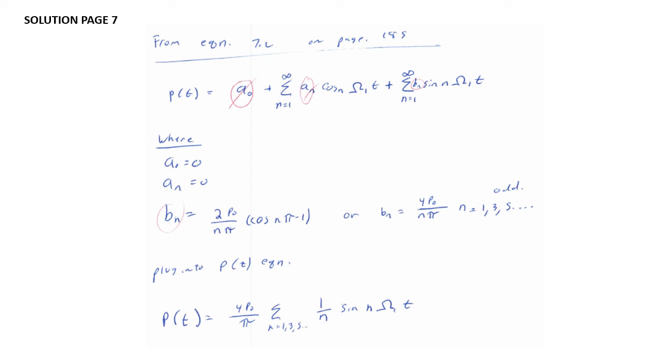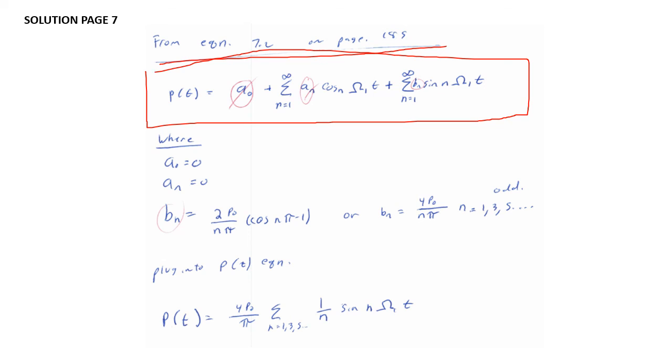So from equation 7.2 on page 185 of our text, we have this relationship here that p of t is equal to, now we can plug in all these coefficients, our a naught plus the summation from n equals 1 to infinity of a n times the cosine n omega 1 t plus the summation from n equals 1 to infinity of b n sine n omega 1 t. But our a naught goes to 0 and our a n goes to 0, so those first two terms are gone. So we're just left with this last term over here, this summation here involving our b sub n. So we can do that there.